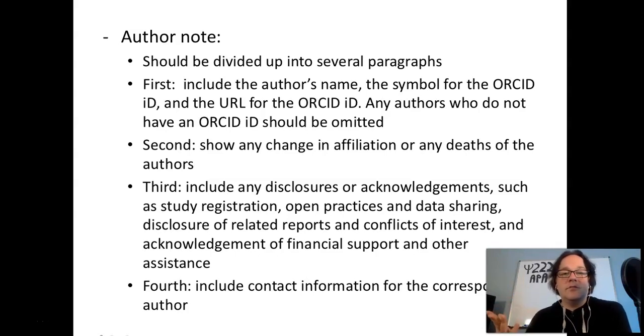So the author's note should be divided up into several paragraphs. First, you want to include the author's name, the symbol for the ORCID ID, which we'll talk about, and the URL for that. And any authors who do not have an ORCID ID should be omitted from the author's note. They should definitely still be on the title page. They're still an author, but omitted from this author's note section. Second, as I said, if you want to show any change in affiliation, or God forbid, any deaths of an author, should be noted here.